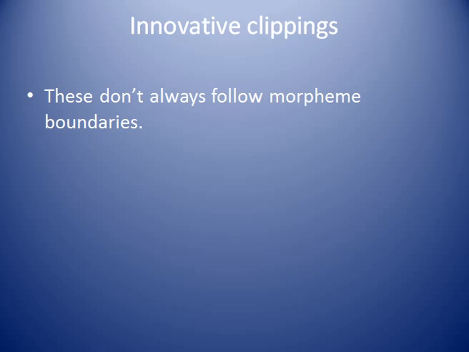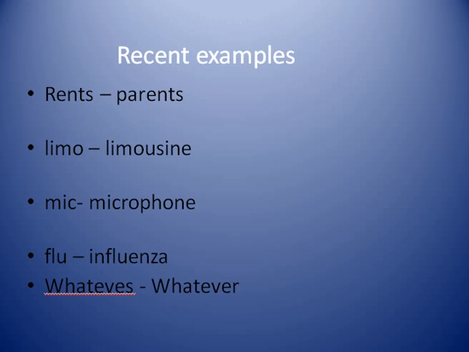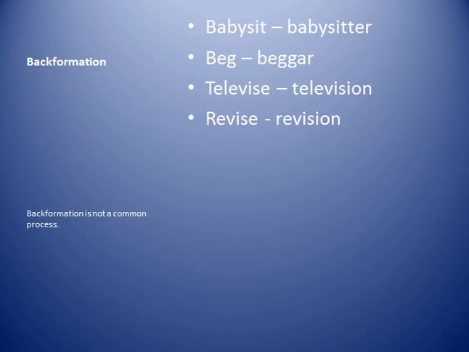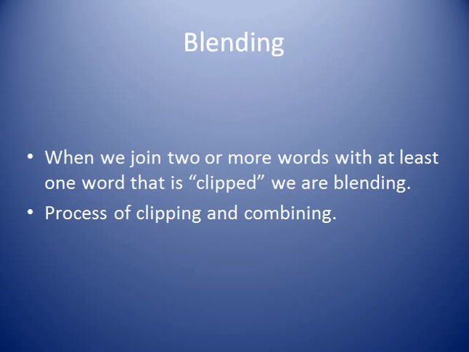Innovative clippings do not always follow the morphemic boundaries. Some recent examples would be rents from parents, limo from limousine, flu from influenza, and whatevs from whatever. Back formation is new words formed by removing a bound morpheme or what seems to be a bound morpheme. It is not a common process. Babysit from babysitter, televise from television, and revise from revision are some examples.